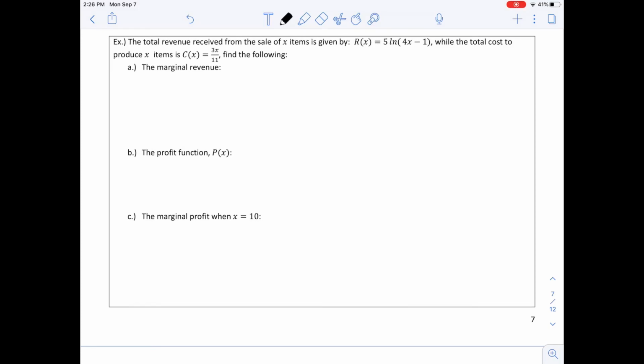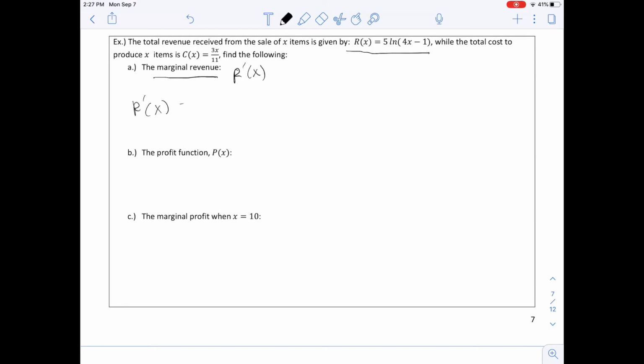The next example that we have says the total revenue received from the sale of x items is given by R of x equals 5 ln of 4x minus 1, while the total cost of producing x items is C of x equals 3x divided by 11. Find the following. The first one is asking for the marginal revenue, and since we are given the revenue function, we just need to find R prime of x, so taking that derivative.